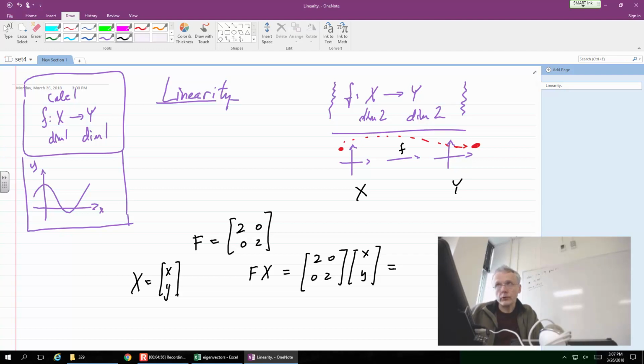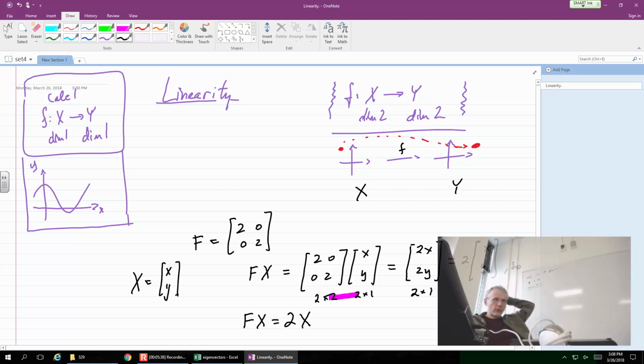Multiply the row by the column. How many entries will there be? Two entries, right? This is 2 by 2, and this is 2 by 1. So the result will be 2 by 1. If you remember how this cancels out, you have 2 by 1, and the result is 2x, 2y, which, if I want to use vector algebra, what is it? 2 times xy, that's right. So indeed, we discover that fx is equal to 2x.